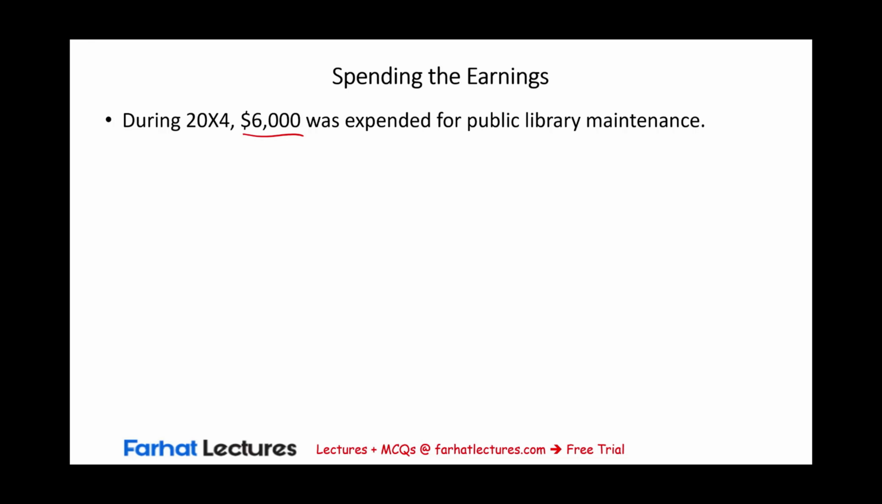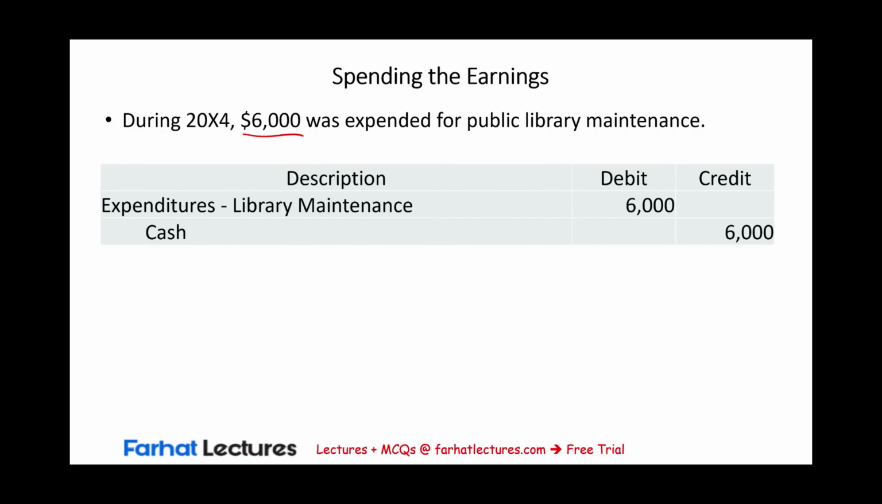Remember her original intent, Emily's original intent is to do what? Is to maintain the public library. Well, we're going to debit expenditure and credit cash. Remember, we had $7,500 from the interest in cash, then we paid $6,000 for library maintenance. Now the cash account is $1,500. Don't worry, you will see it later.